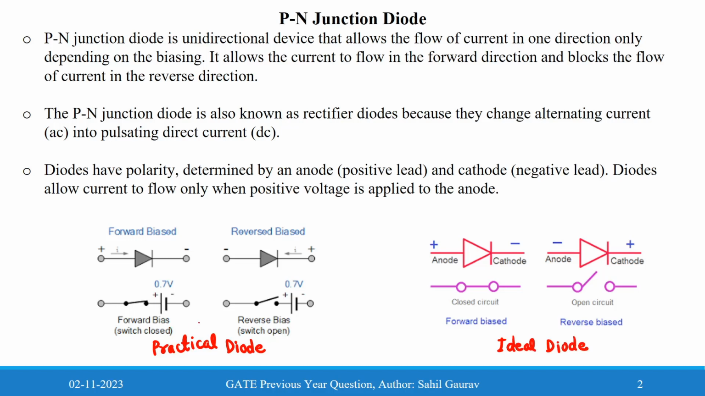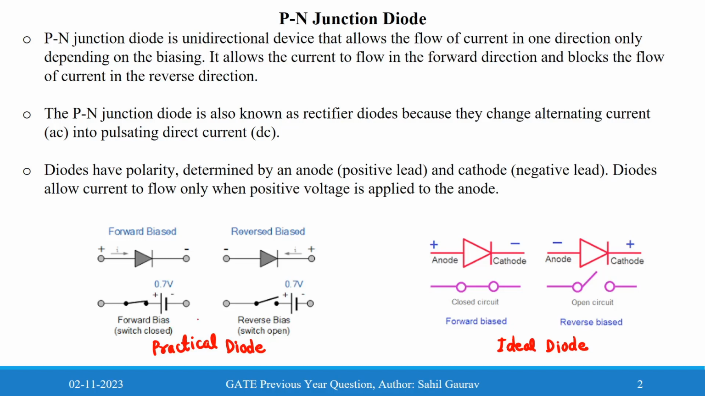And the forward biasing, that means anode is connected to positive terminal of source and cathode is connected to negative terminal of source. While in reverse bias, this anode is connected to negative terminal and this cathode is connected to positive terminal of source. In reverse bias, this diode behaves as an open circuit, while in forward bias, this diode behaves as a closed circuit.